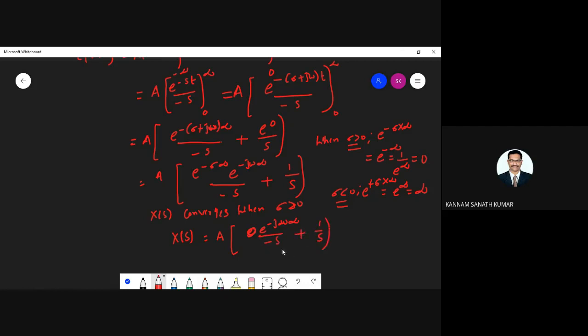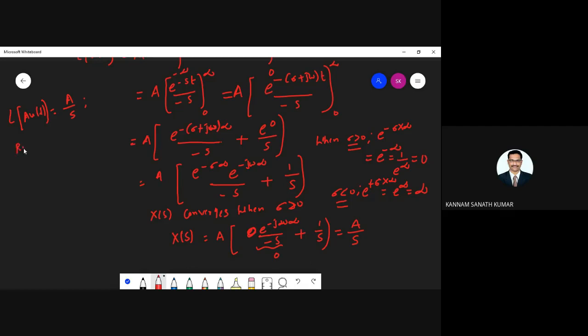Anyway, this whole term, 0 into something, is how much? 0. So that means A into 1 by s, which is A by s. So you can say the Laplace transform of A into u of t equals A by s. And also you need to specify the ROC.